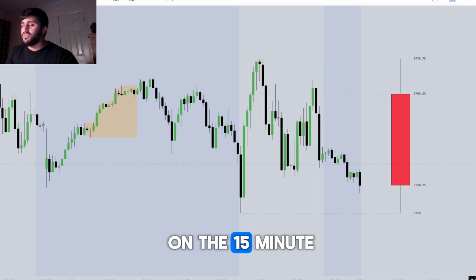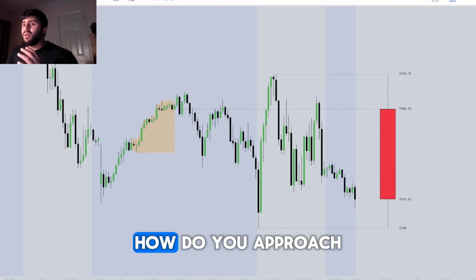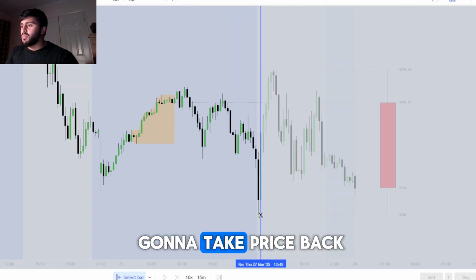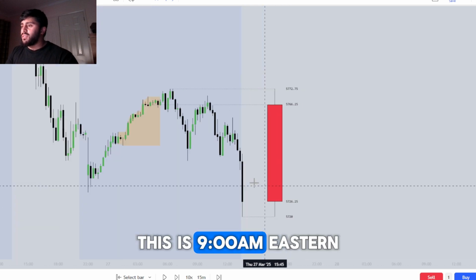So this is ES on the 15-minute time frame. So where do we look, right? What is your main entry model? How do you approach the charts, right? So if we just take price back a little bit, this is now the start of the session. This is 9:30 a.m. Eastern.